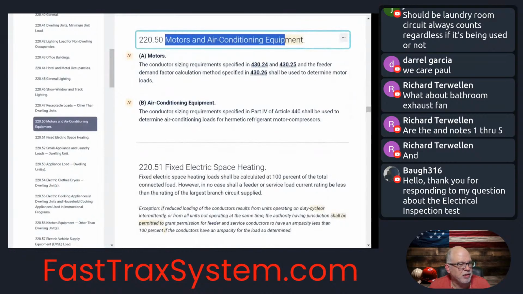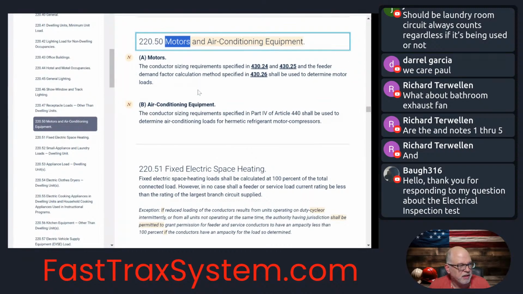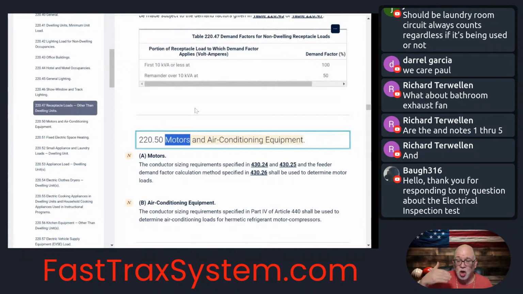Motors and air compression equipment. Okay, motors. We got some motors. It says the conductor sizing required, specified in 430.24 and 430.25, and the feeder demand factor calculating methods in 430.26 shall be used to determine the motor loads. But we're under a load calculation, so that's what gets us to 220.50.